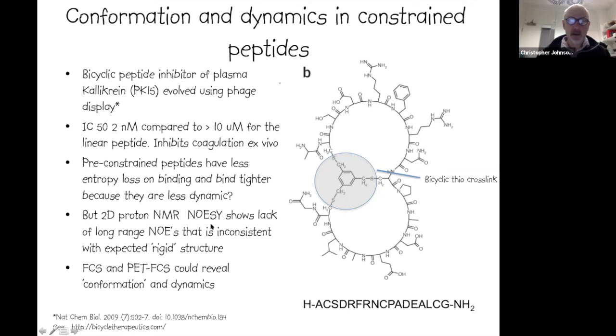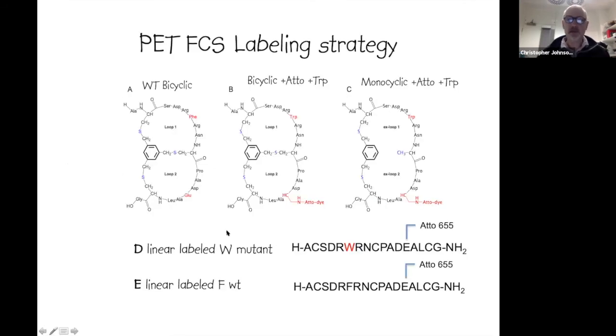But when looking at them in NMR, it was evident that in terms of NOEs, they could not see any NOEs at all. This was not consistent with the proposed rigid structure. So we used FCS to have a look at this system. And here is the design strategy. We have a linear labeled peptide with a phenylalanine at this position. And then we introduce the dye here.